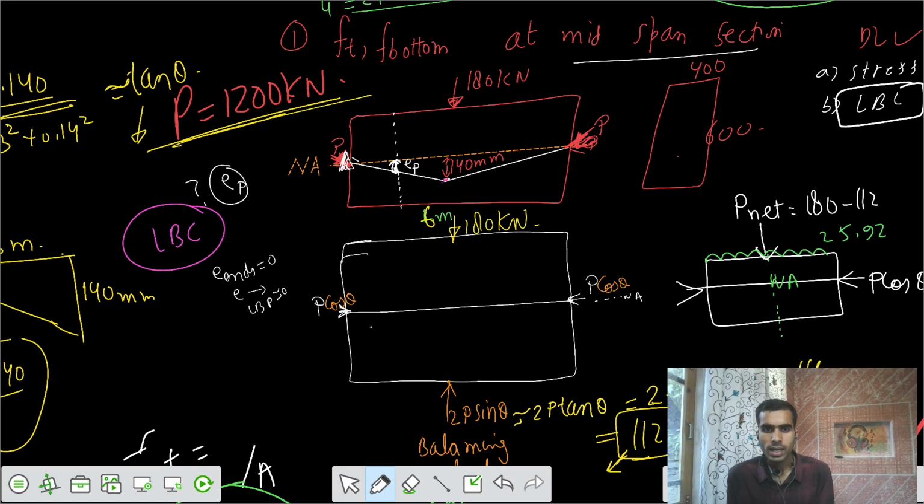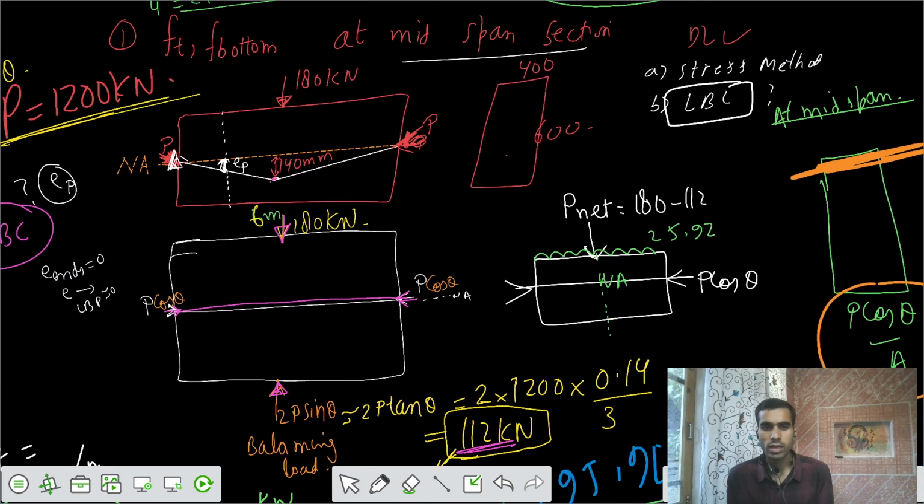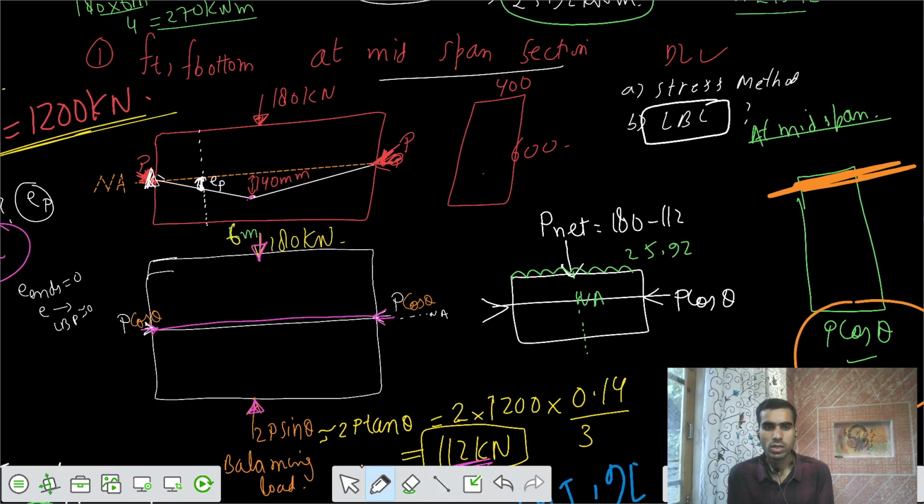Okay, I would say the cable can be transformed in this way. There's no change with that. There is some point load of 180 and some balancing load of 2P sine theta, that is 112 kilonewton. Then there was one more load, that was the dead load.